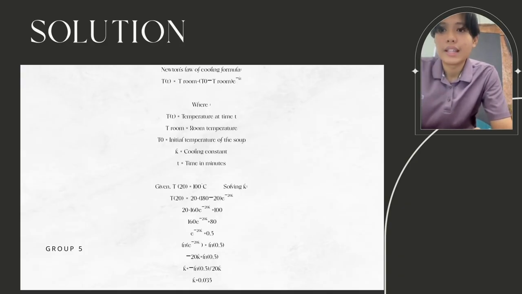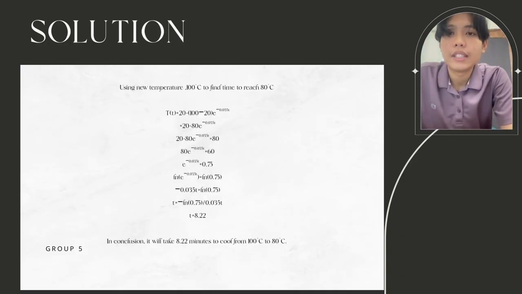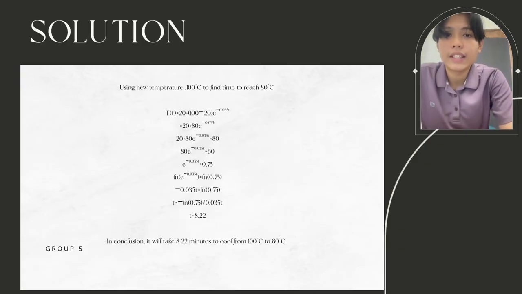Take ln on both sides, so we can cancel out e. So we get -20k = ln(0.5). So we can bring -20 to the other side, so we get k = -ln(0.5)/20. So the final answer for k is 0.035. So the next step is we need to find t for 100 degrees Celsius to reach 80 degrees Celsius. So we can write the equation as 20 + 80e^(-0.035t) = 80.